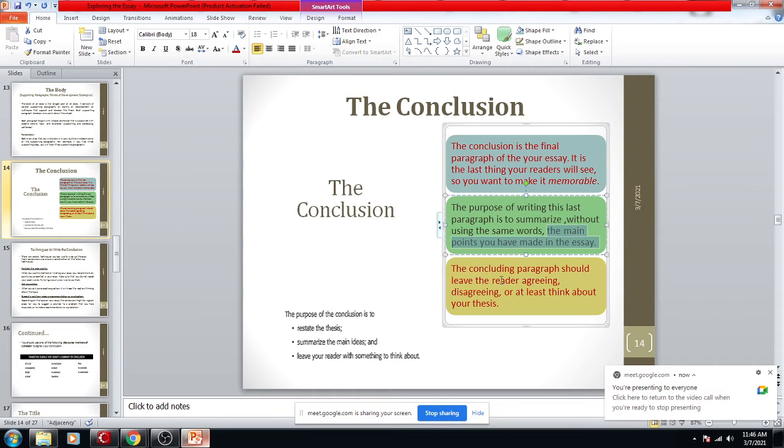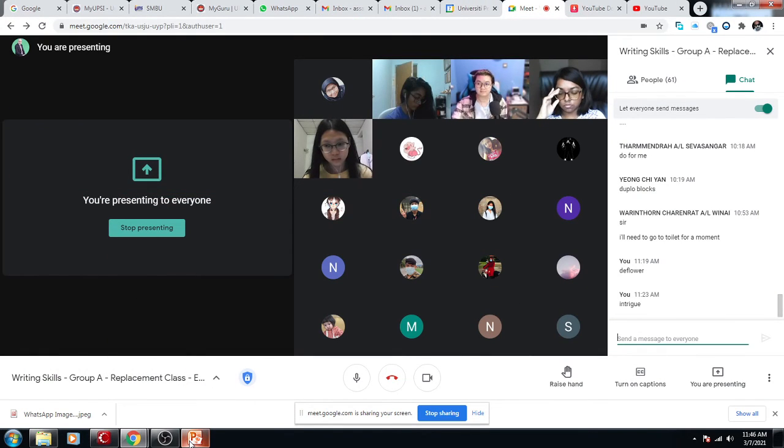The concluding paragraph should leave the reader agreeing, disagreeing, or at least thinking about your thesis. So remember to restate your thesis and to leave your reader with something to think about. You may make a prediction, an observation, a recommendation, a suggestion, a question. So that after reading, the reader might just pause for a while.